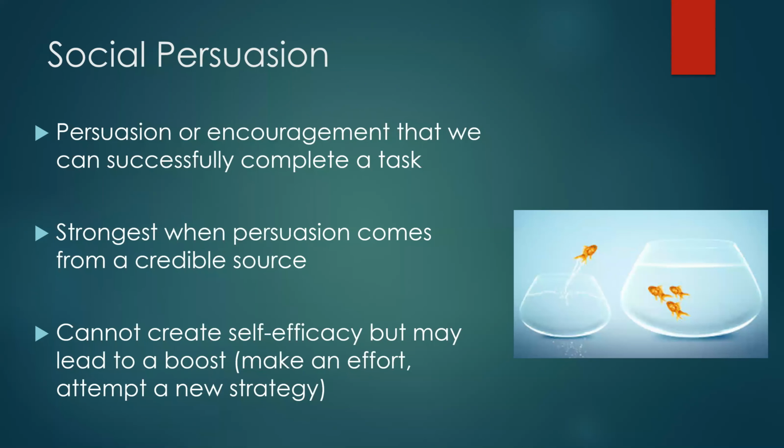Another element is social persuasion. The important property here of social persuasion, which is really encouragement that we can complete a task, is that it's probably not going to create self-efficacy out of nowhere. So if I truly don't believe I can do something, someone simply telling me I can is probably not going to be good enough. So it's not a huge factor, but it may be a factor leading to a temporary boost where we make a second effort.